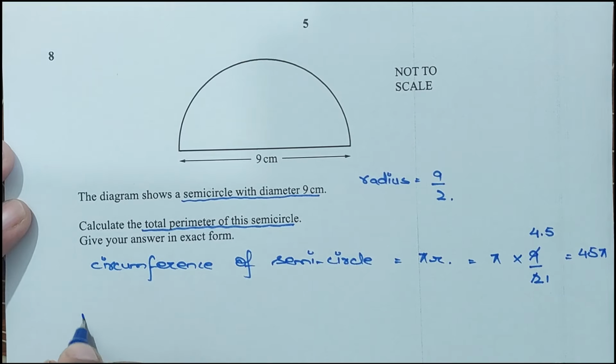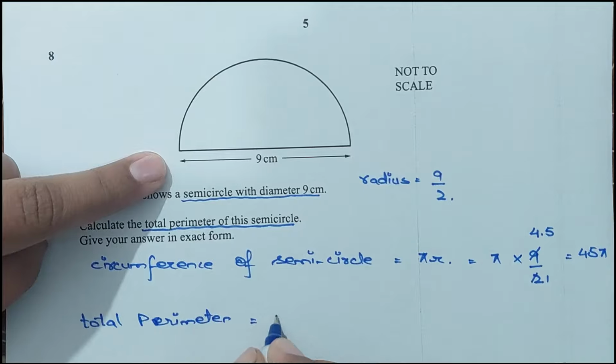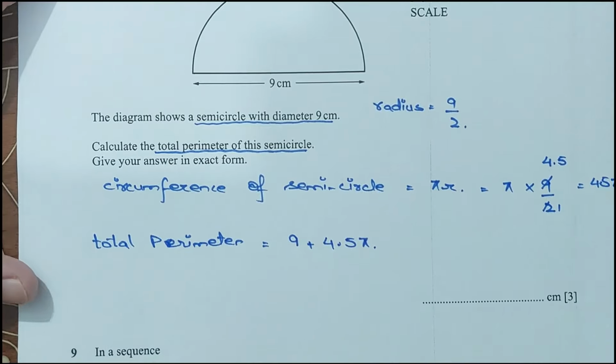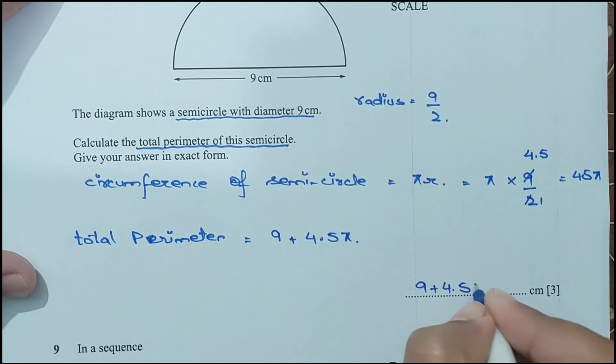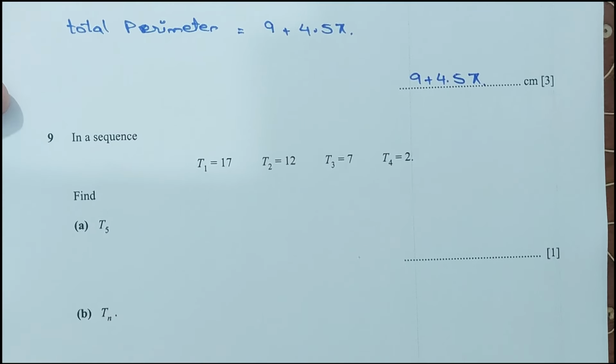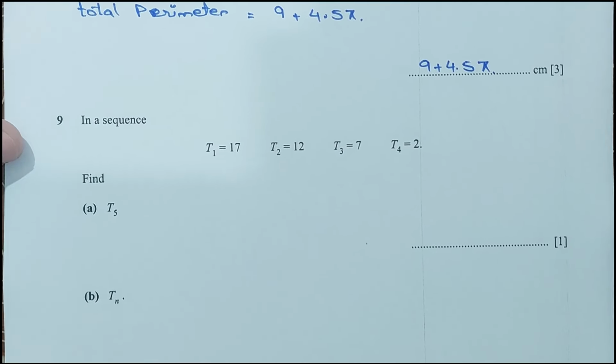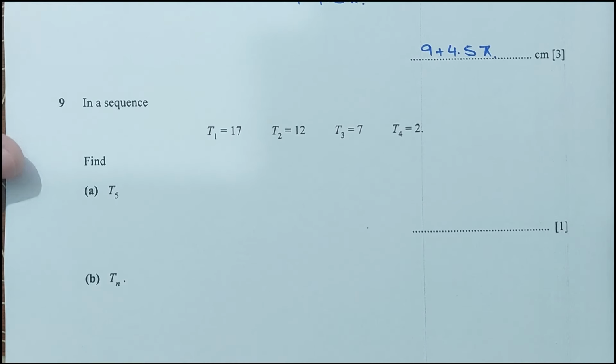Right, now we can say the total perimeter of the semicircle is the diameter, which is 9, and the circumference, which is 4.5 pi. This is the total perimeter in terms of centimeter. 9 plus 4.5 pi. Question number 9, in the sequence T1, T2, T3, T4, find T5 and Tn.